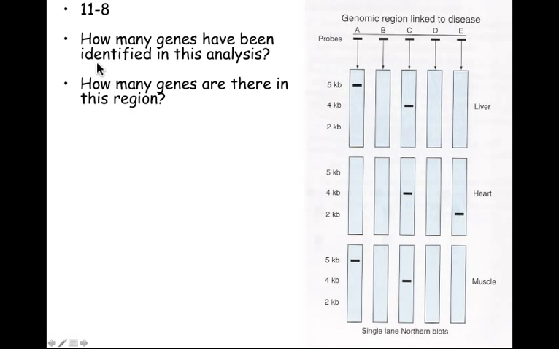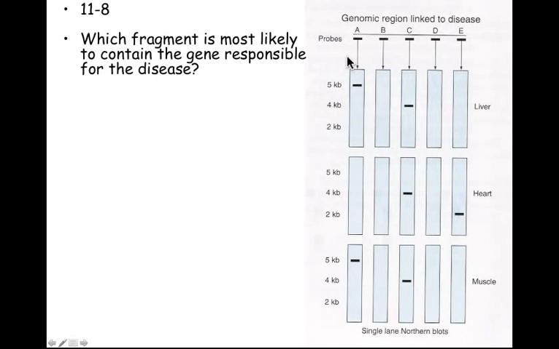So how many genes have been identified? I would say 3. So A is detecting a transcript here and a transcript here. They're about the same intensity, they're about the same size, so we'll assume that those are the same gene. Same with C and E. So we could say that in this region, there are at least 3 genes.